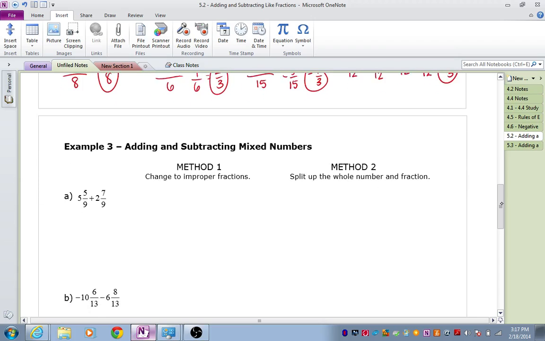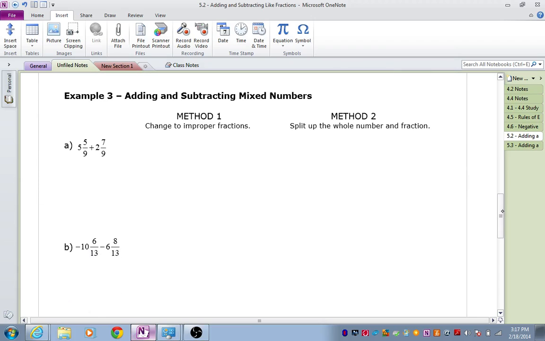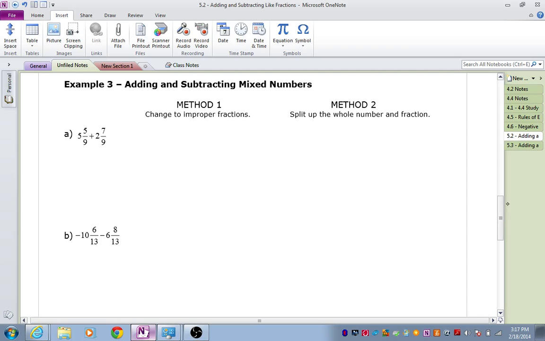Okay, let's flip the paper over. Let's try to add and subtract mixed numbers. Now I'm going to give you two different methods for working with mixed numbers. You can choose whichever way you prefer. However, I'm going to keep showing both methods so that we can check our answers both ways.